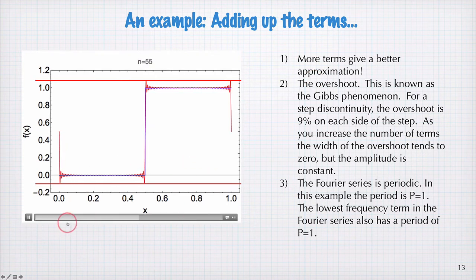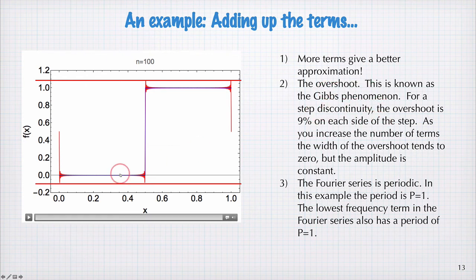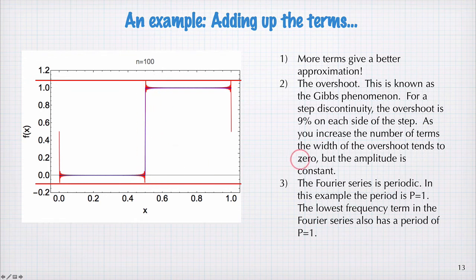So here we are adding the terms up again, and you can see you get closer and closer to the square wave as you add more and more terms. There's the overshoot. Now this is known as the Gibbs phenomenon. For a step discontinuity, which is what we have here, the overshoot is 9% on each side of the step. So we go from 0 and we jump up to 1, and the offset here is about 9%, and we have 9% on this side. So the total discontinuity here is 18%, if you like.